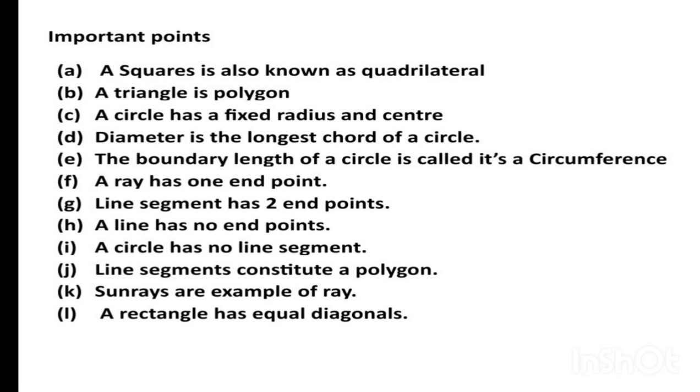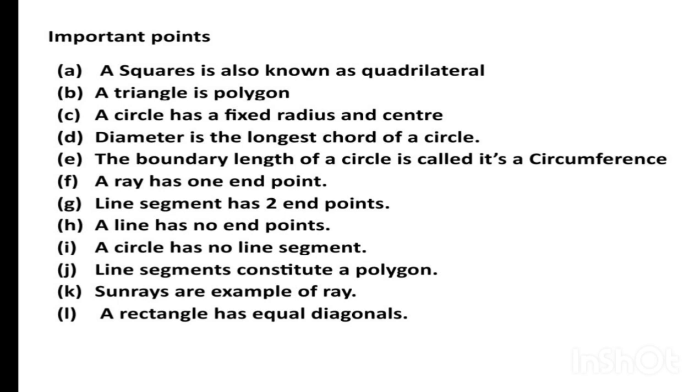Next point is that the boundary length of a circle is called its circumference. As you can see, this boundary length is known as the circumference of the circle. Next one, a ray has one end point.